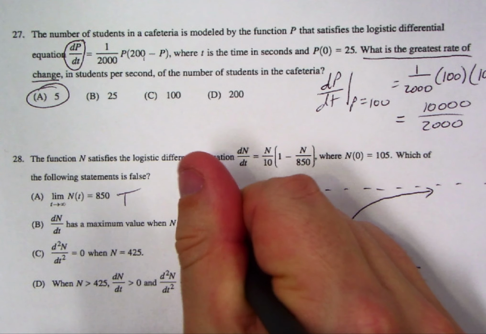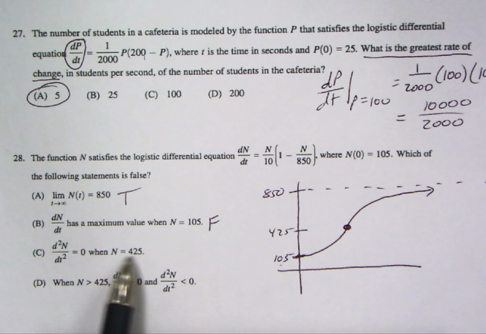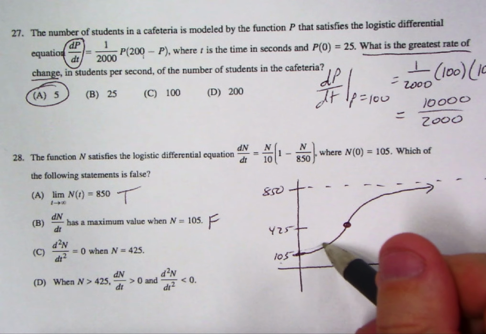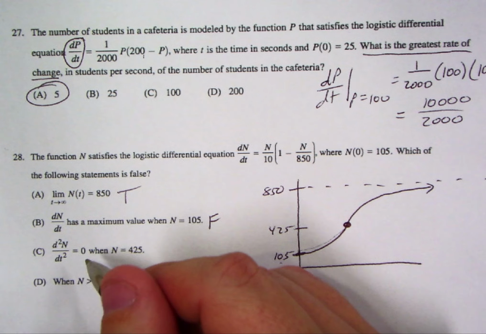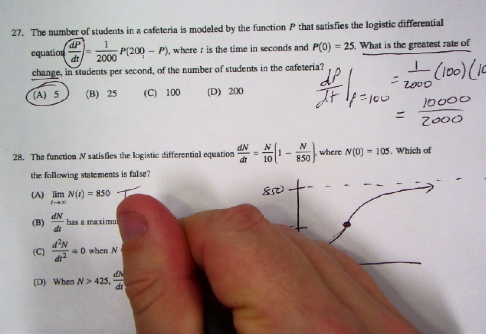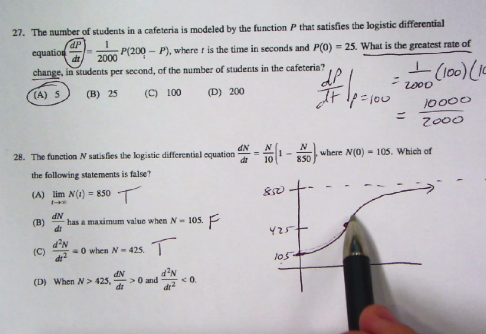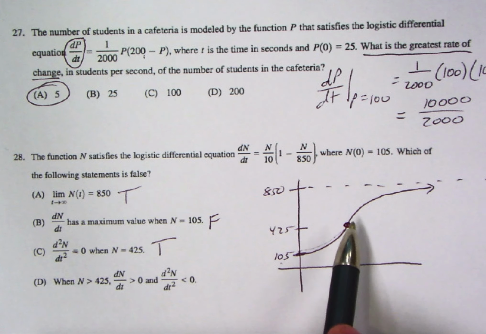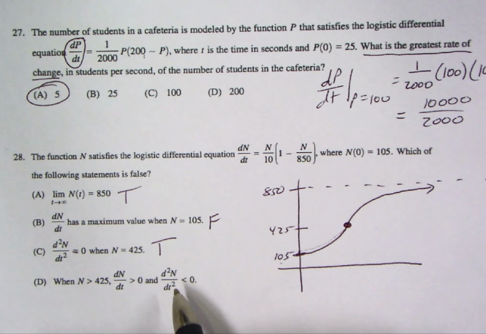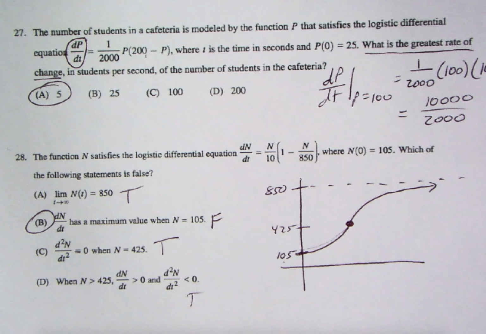So I already know the answer, but I want to talk about the other two things. It says the second derivative is 0 when N is 425. Well, notice I said it changes concavity right here at 425. At inflection points, our second derivative is 0. And so that one's true. When N is above 425, so everything up here, dN/dt is greater than 0, so that means this function's increasing. That's true. And then the second derivative is less than 0, so concave down, which is also true. So we know B.